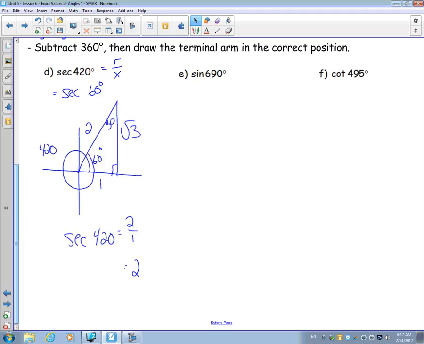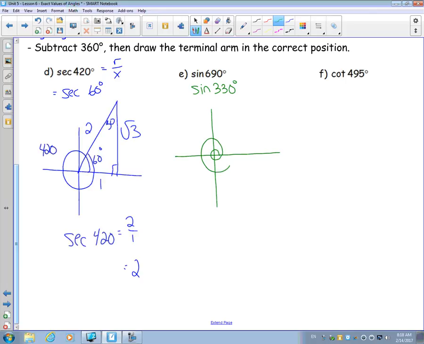Okay, secant of 690. Go round and round. So 360 gets us to the beginning. How much past that? This is the same as 330. Go round and around. There's a 90, 180, 270, 360. Start all over again, right? So 330 would be down here. This whole thing is 690. But really, I've gone 330 past.